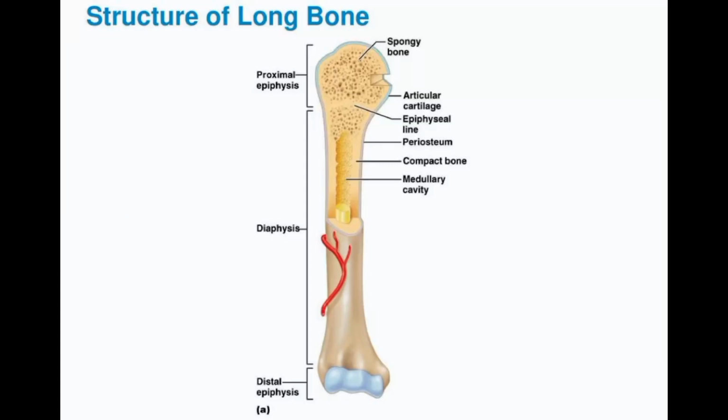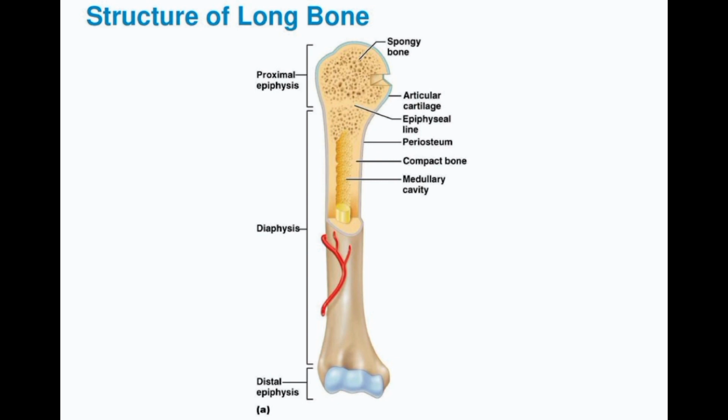Long bones are a type of bone that are longer than they are wide and have a cylindrical or tubular shape. They are typically found in the arms, legs, fingers, and toes. Long bones are important for supporting the weight of the body and providing mobility and movement.